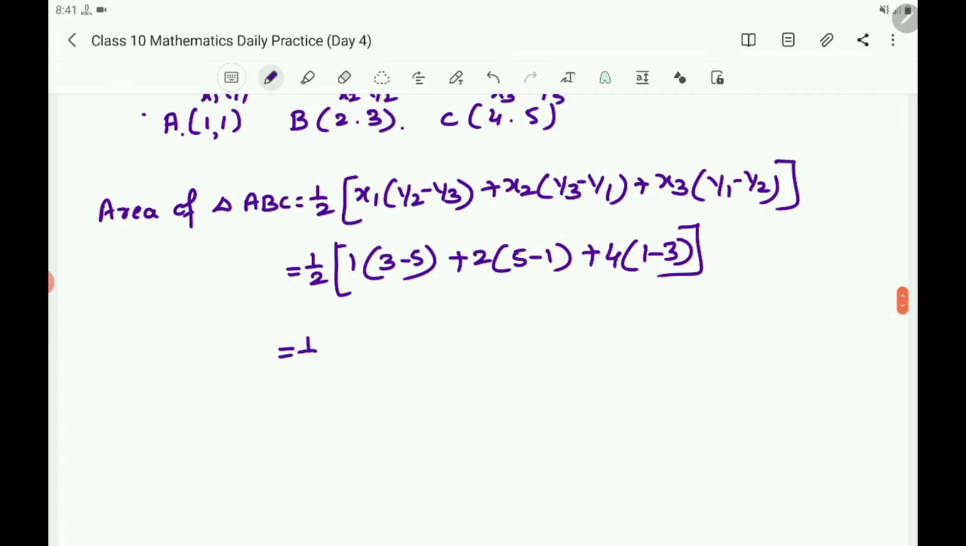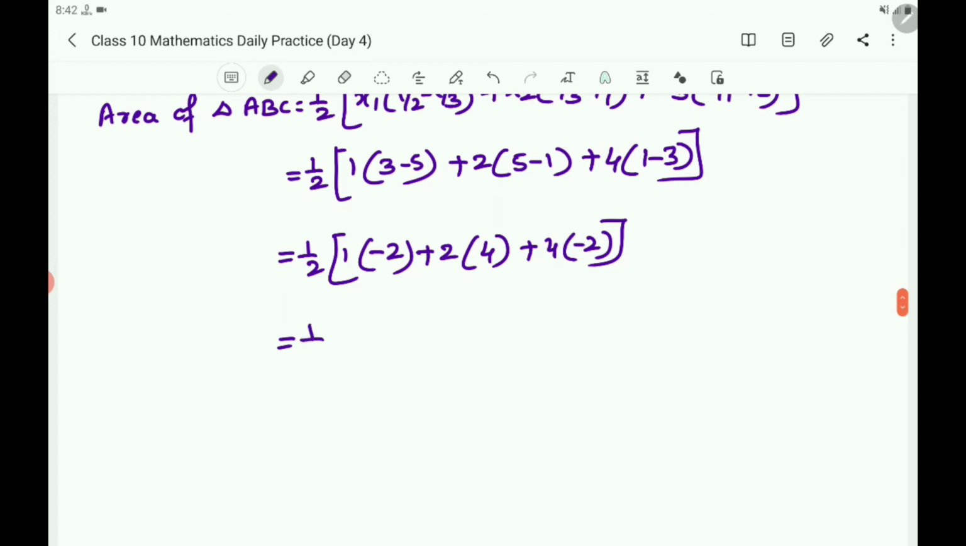That equals half into 1 into 3 minus 5 is minus 2, plus 2 into 5 minus 1 is 4, plus 4 into 1 minus 3 is minus 2.